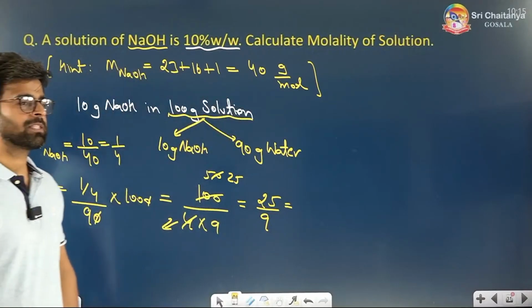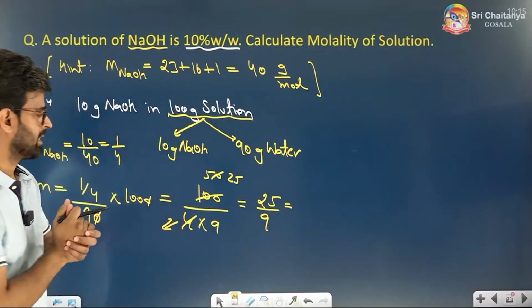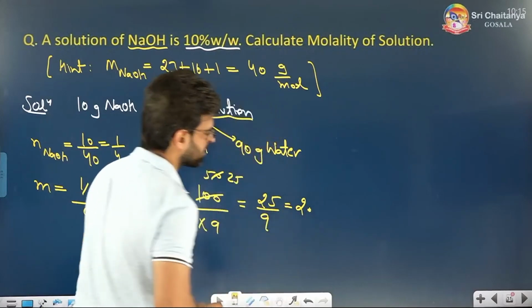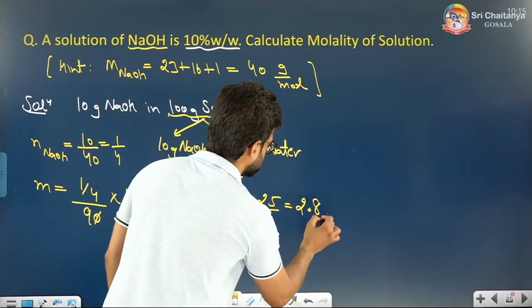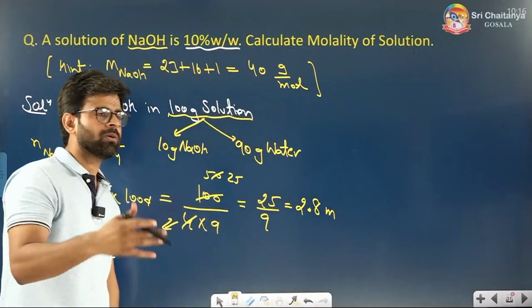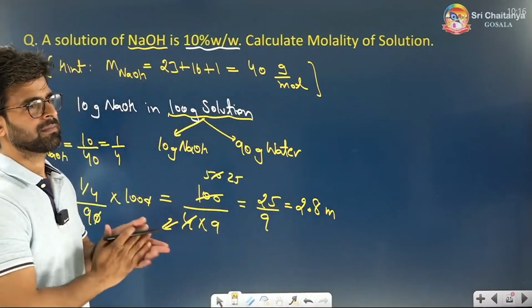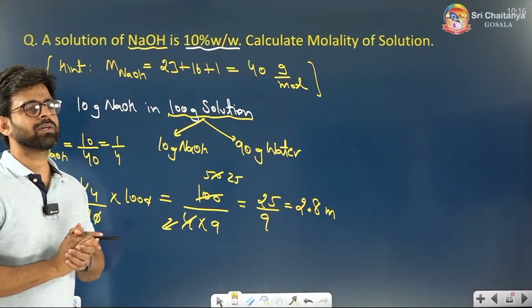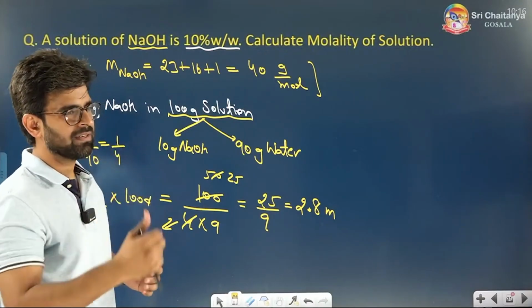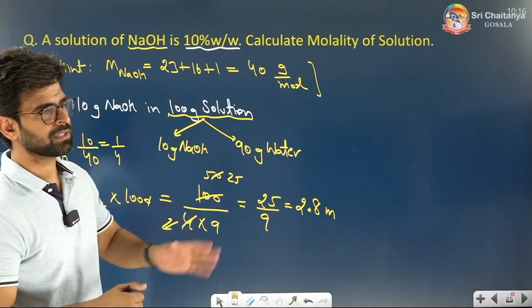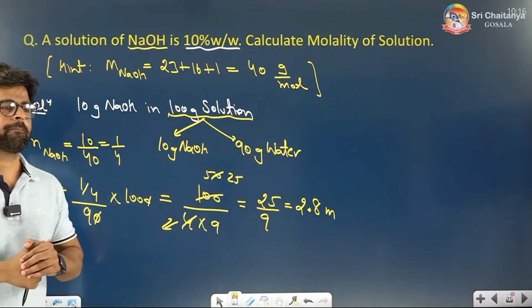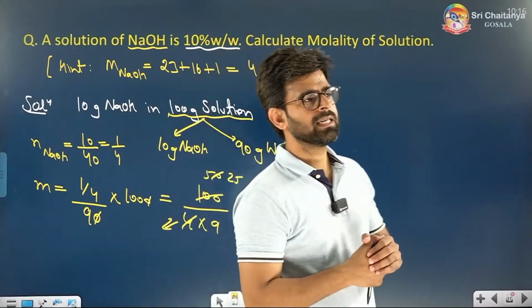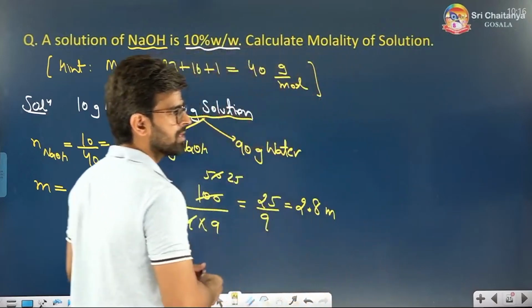Tell me the answer, what is coming? 25 by 9, right? You can say 2.8 almost, right? Almost 2.8. Or you can say 2.79, 2.78, right? Almost 2.8. Clear? I hope we are clear here. Done? Okay, good. Next one.